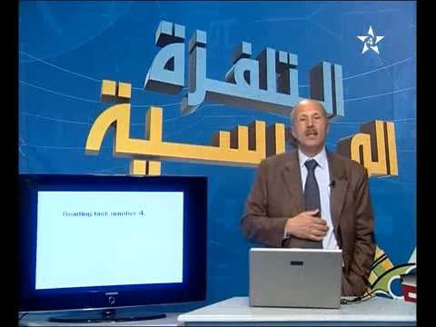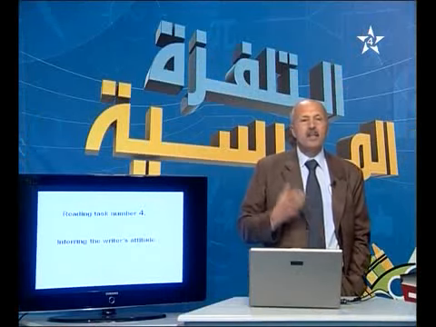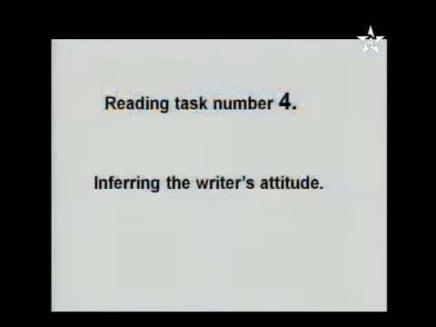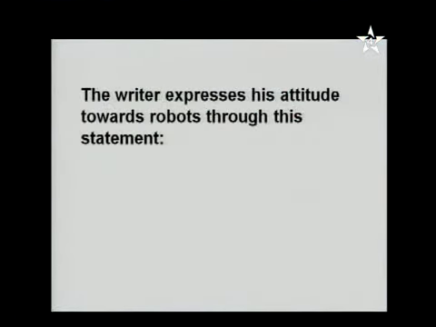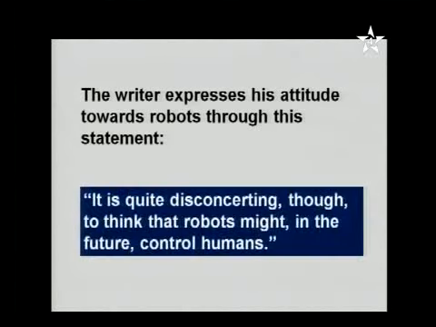Now we come to task number 4. It says inferring the writer's attitude. All right. The writer expresses his attitude towards robots through this statement. Of course, the writer has an attitude vis-à-vis robots. Here he says, "It is quite disconcerting, though, to think that robots might, in the future, control humans." Now, as I said, the writer expresses his attitude vis-à-vis robots by saying this sentence. Now, as you can see, the key word here is the adjective disconcerting.